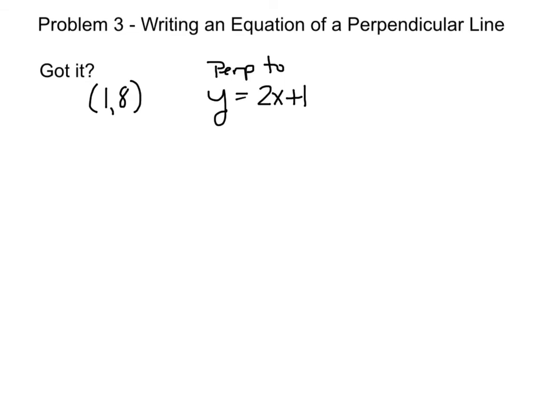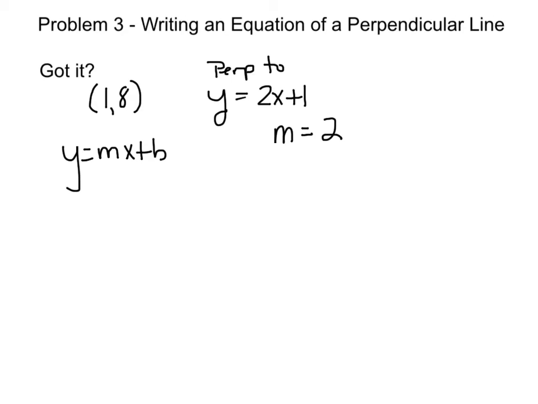Problem 3. We're now going to be writing an equation of a perpendicular line. So we know that our line passes through the point 1, 8. And it is perpendicular to the graph of y equals 2x plus 1. So we need to write an equation of the line in slope-intercept form. Once again, y equals mx plus b. I first need to find my slope. Well, my slope of this line is 2. I need to find the reciprocal and the opposite.